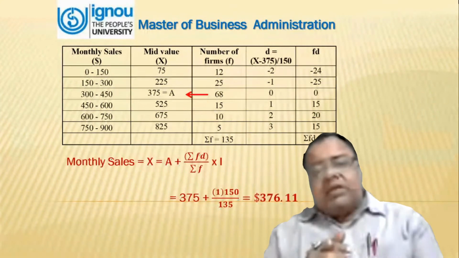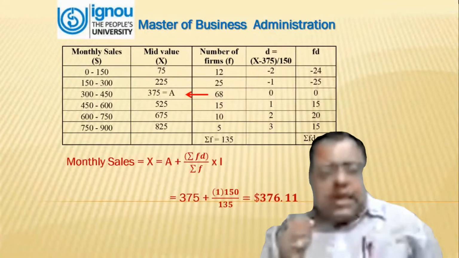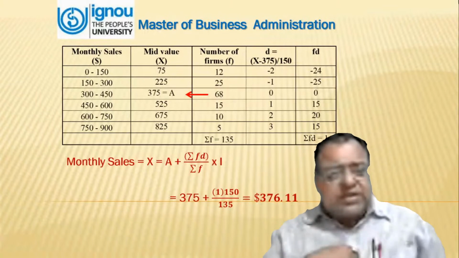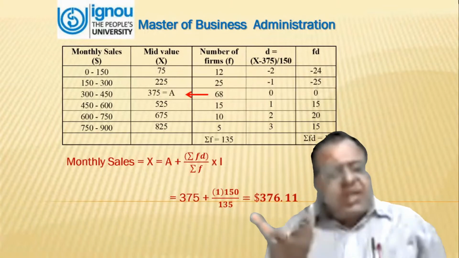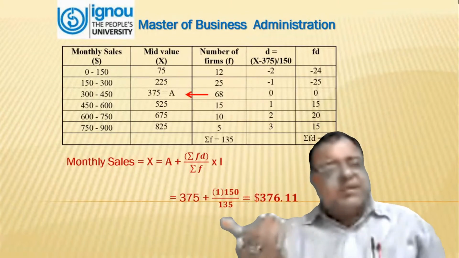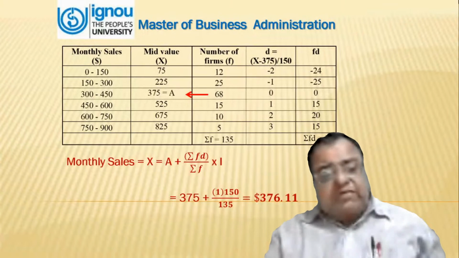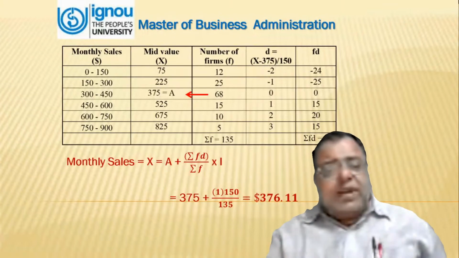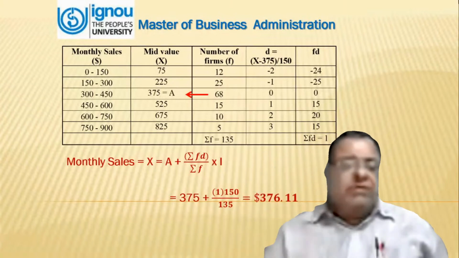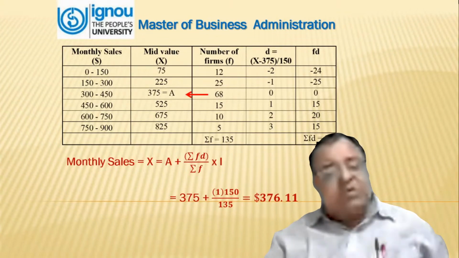Then we have to calculate d. d is x minus A upon i. Here we can see that there are 6 observations, so at the center value, in this case we take 375. So A will be 375. x minus 375 divided by i, that is 150. In the row where we have A, straight away we will write 0. And above it we will write -1, -2, and below 0 we will write +1, +2, +3.